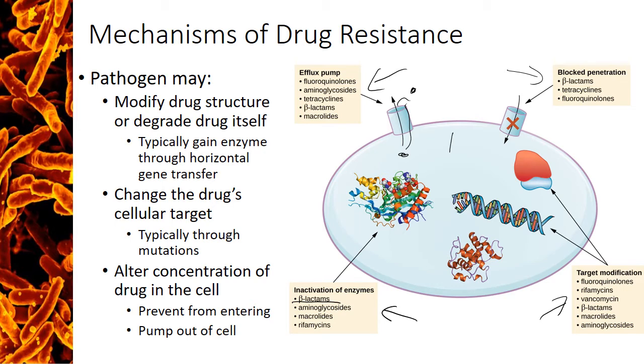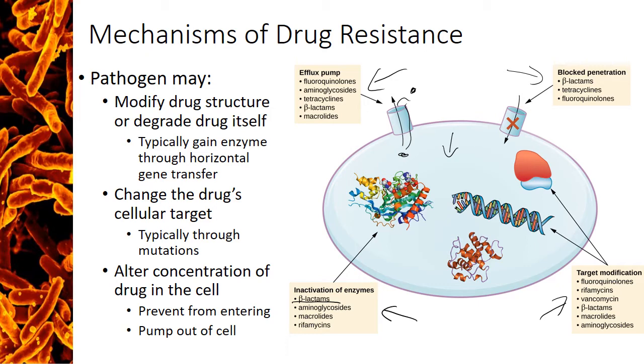Either way, we're lowering the amount of drug inside the cell, and if the drug concentration is lower inside the cell, it's not able to bind to all of its targets, and it's not able to do its job. These types of resistance, where we're altering the concentration, can be either through mutations in the genome of the cell itself, or they can be through horizontal gene transfer.